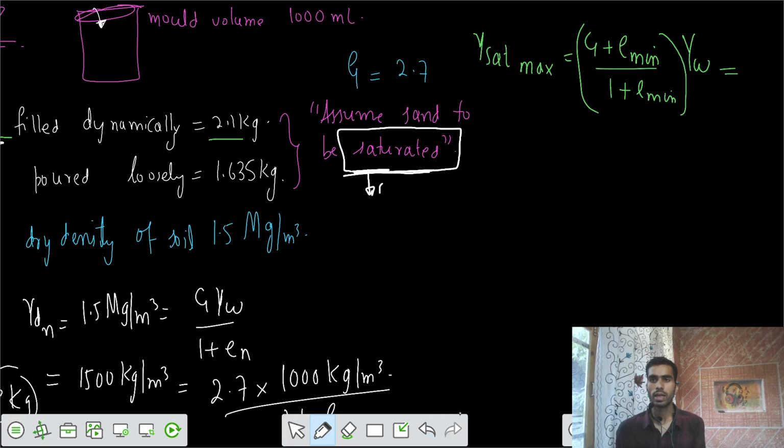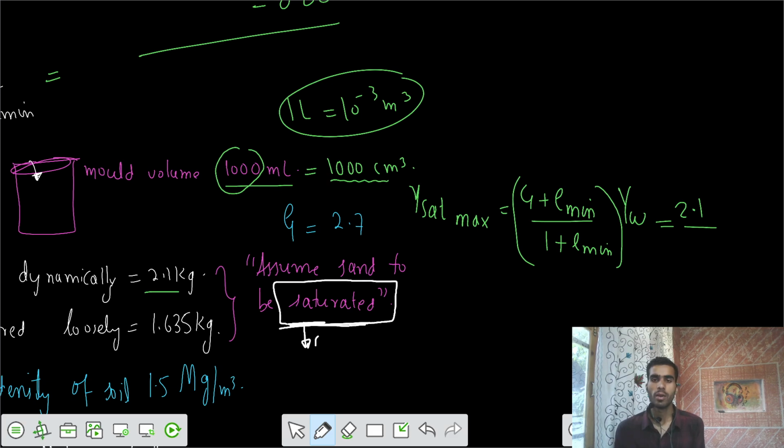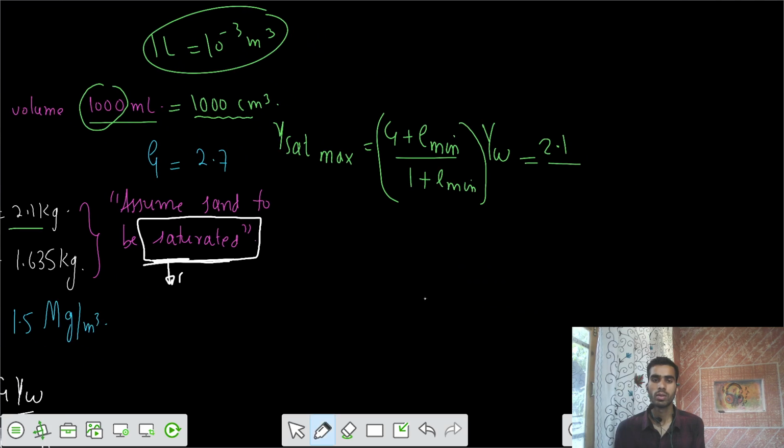That is 2.1 kgs divided by the total volume of 1000 milliliters, which is actually 1000 centimeter cube. 1000 milliliters is 1 liter, and 1 liter is 10 power minus 3 meter cube. So this is your 10 power minus 3 meter cube.